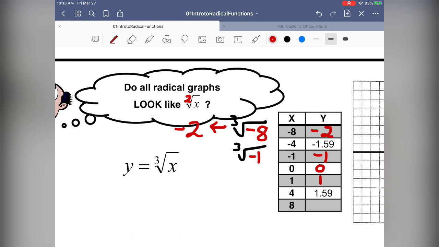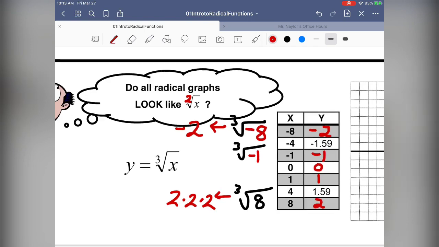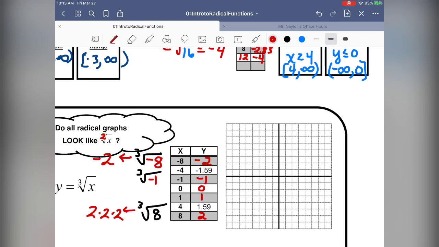If you plug in 1, you get 1. And just one more time, if we plug in 8, we're looking for 3 numbers that multiply to be 8. Of course, they have to be the same 3 numbers, and those 3 numbers would be 2, 2, and 2. Now, when you graph this table of values, you find out that there's some similarity and there's some differences to the ones that we did above.